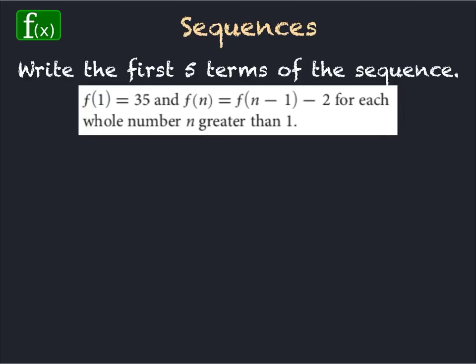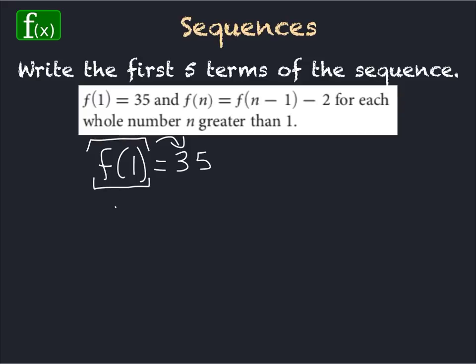But here we have this recursive sequence, and we're given our first term. So at position 1, we know that our term is 35. That's what this means. F of 1, that's position 1. That's the same as when we were doing explicit. That stands for position. At position 1, our output, our term, is going to be 35.